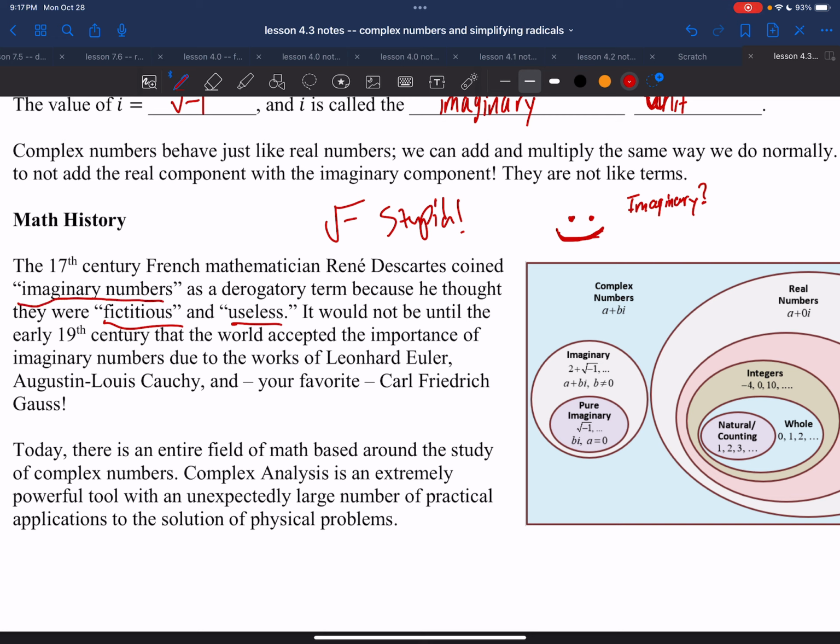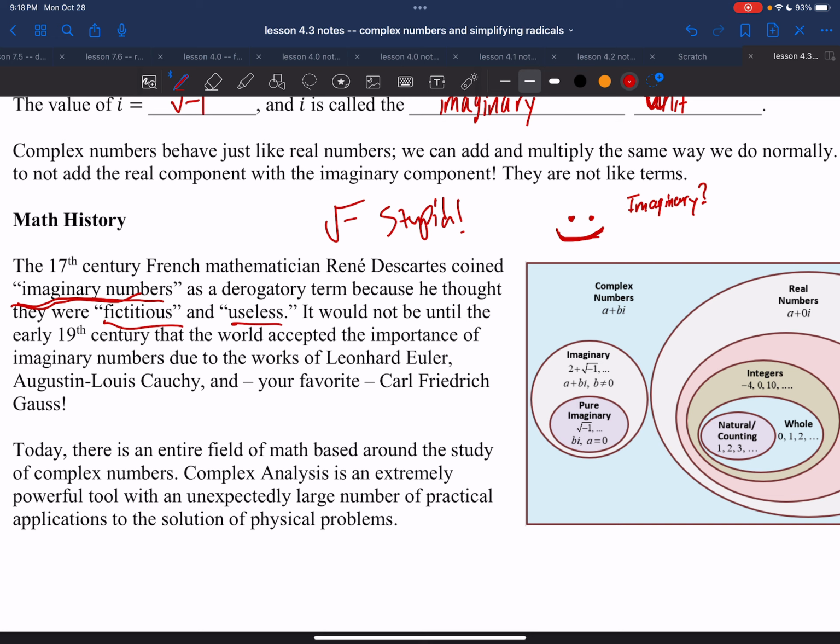And this was an insult, yeah? He didn't like the idea. He thought this was dumb, and so he called it made up. He said, hey, these are just fake numbers, because this is just imagined. Someone is just playing around and imagining things, and it's not serious and not worthy of studying, right? Interestingly enough, this term has stuck with us.